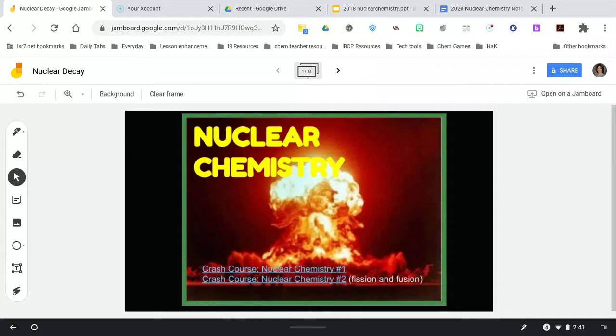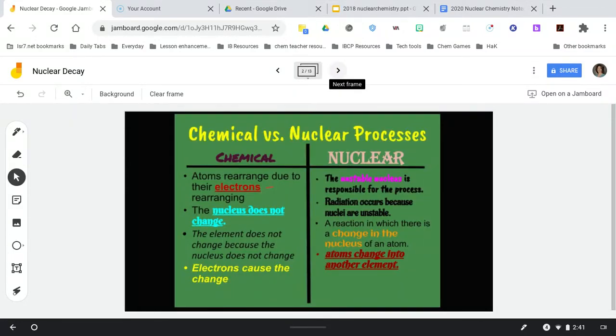I'm going to walk you through some of the basics of nuclear chemistry. We're going to talk about what nuclear chemistry is, how to write nuclear decay reactions, and we're going to compare it to the chemical processes that we will look at most of the school year. So let's start by looking at the difference between chemical processes and nuclear processes.